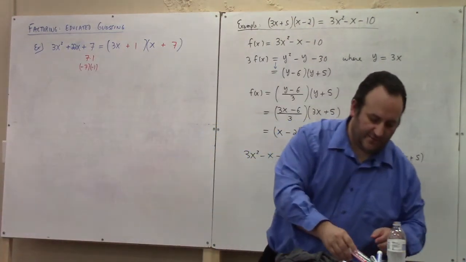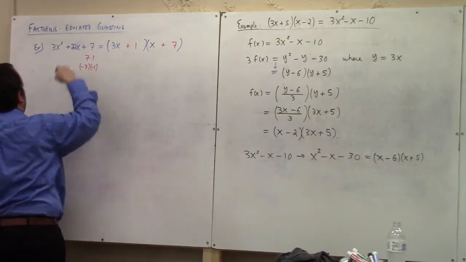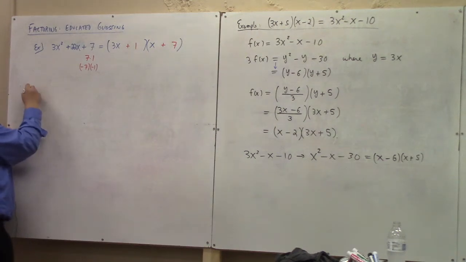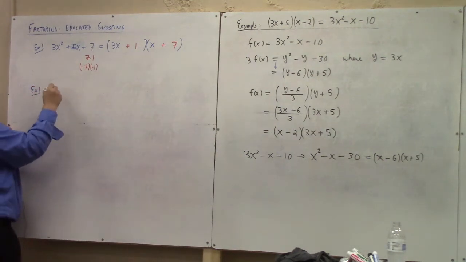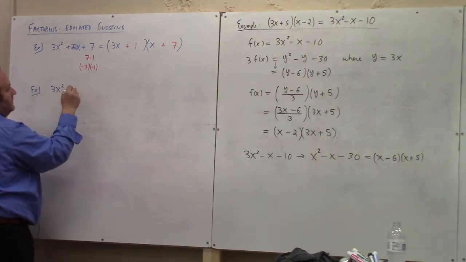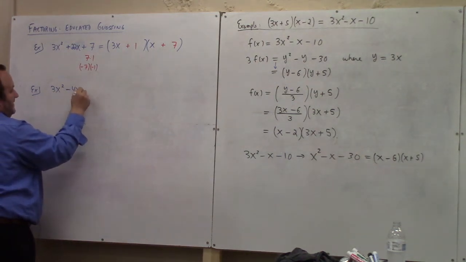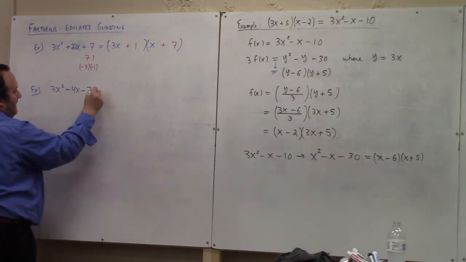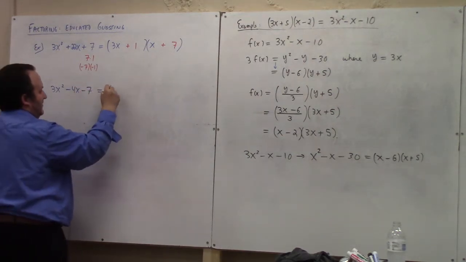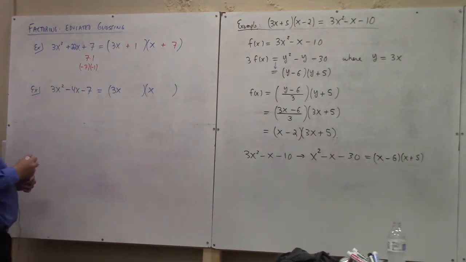How many different combinations are possible? Well, that depends on how interesting the number is that appears in the constant term. Here's another example: 3x squared minus 4x minus 7. So again, I'm going to put my 3x, I'm going to put my x, and I'm going to leave myself some space to try to write in some things.